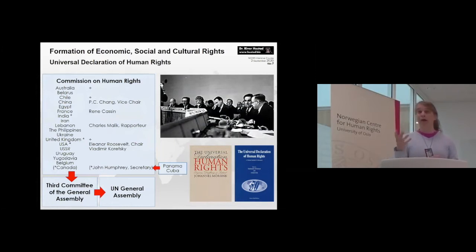Also, Panama and Cuba were two of the only countries that weren't on the commission that submitted full proposals that were taken into consideration. So that commission drew up the UDHR, including economic, social, and cultural rights. Then that went to the General Assembly, which at the time had 58 members, and through the Third Committee, which also has 58 members, to the General Assembly. So it's not just a Western conception of human rights. It is definitely a global perception of human rights.